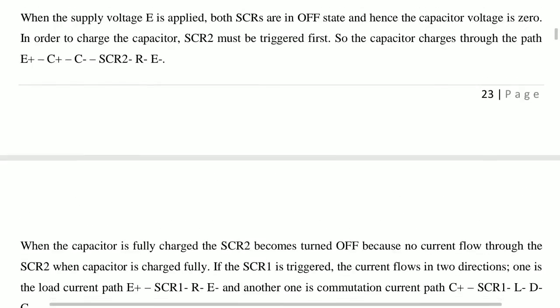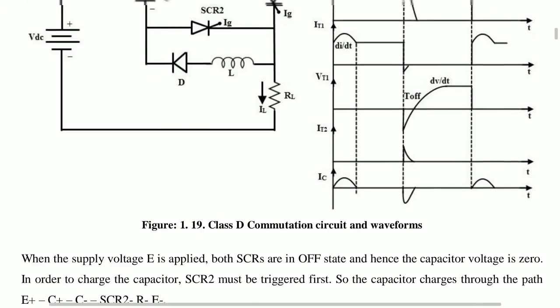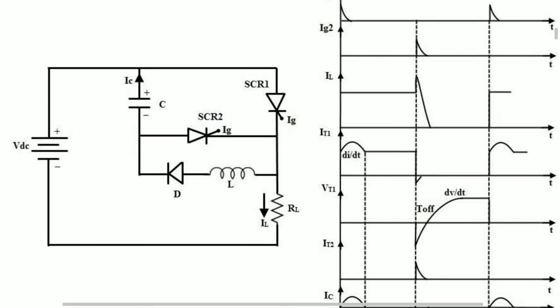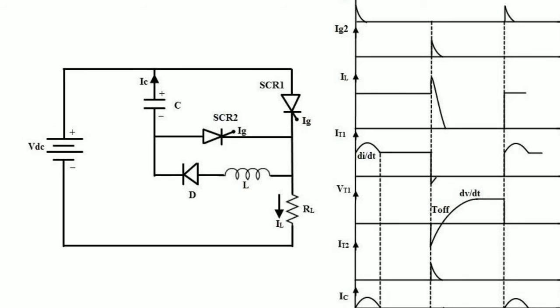We will see it from the circuit diagram. Initially both the SCRs are off, and the capacitor has no charge. As soon as we turn on SCR2, the capacitor will charge up to the maximum value VDC. At that time the polarity will be positive at the upper plate and negative at the lower plate. Due to the full charging of the capacitor, it will provide reverse voltage to SCR2, so SCR2 will be turned off.